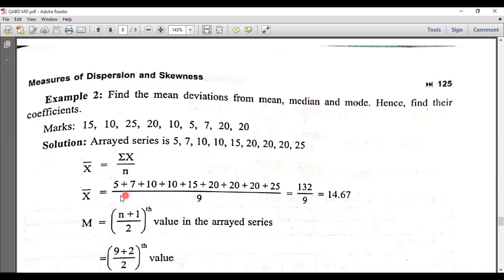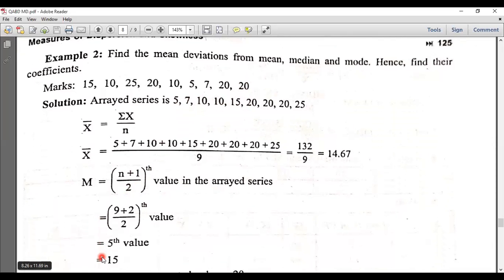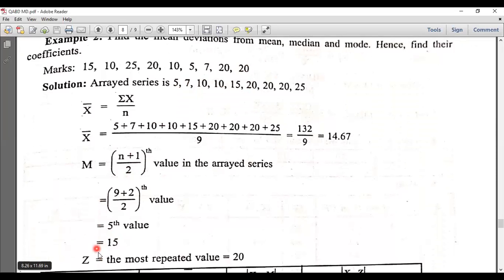The mean is equal to summation of x. If we total everything, we'll get 132 divided by 9, which is 14.67. So we calculated the mean. Then the median: how will we calculate it? (n plus 1) by 2. What is n here? 9. 9 plus 1 is 10, divided by 2, that is the fifth item. 1, 2, 3, 4, 5. The fifth item is 15. Next, the mode. The maximum number of times repeated is 20. We'll take the mode as 20.